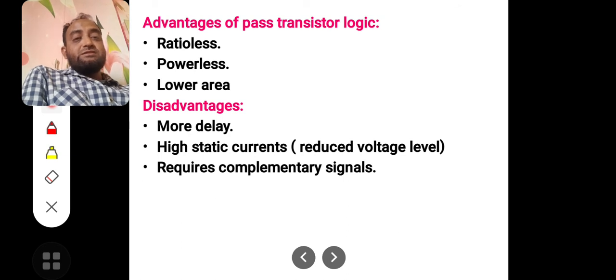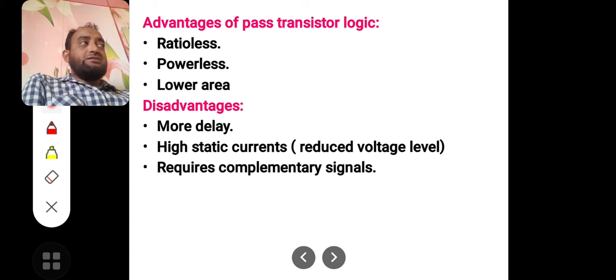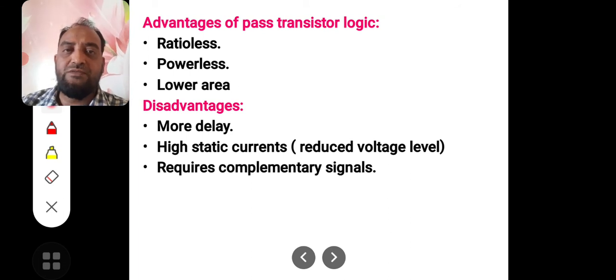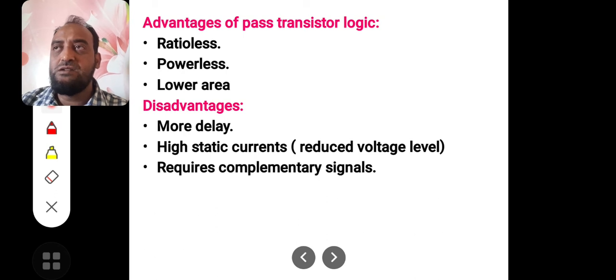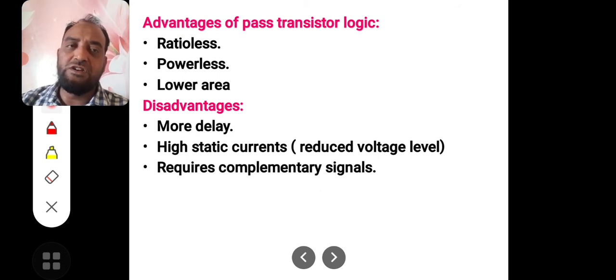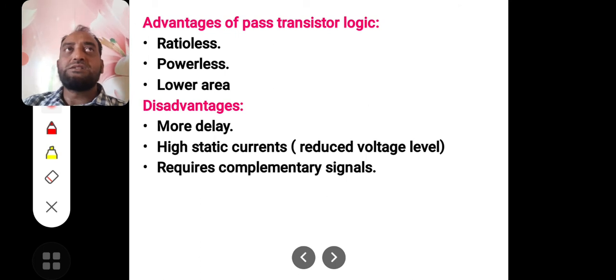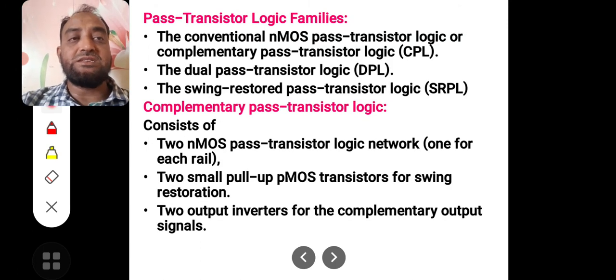Of course, there are some disadvantages. The disadvantages are more delay, and the major problem of pass transistors is high static currents. If the transistors are continuously kept on, they will continuously give away large current to the ground. That incurs a lot of static power dissipation, and voltage levels are reduced. As we have seen, the output of pass transistor logic will be VDD minus VT, so an amount VT of voltage is lost in the logic 1 state. One more issue is that it requires complementary signals, like A bar, B bar, as we have seen. Converting a signal into its complementary form also requires some transistors. Those are the problems with pass transistor logic.